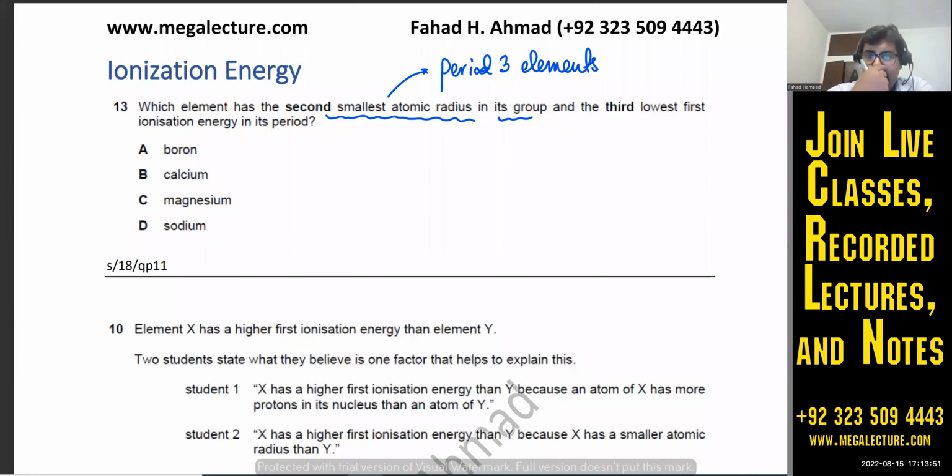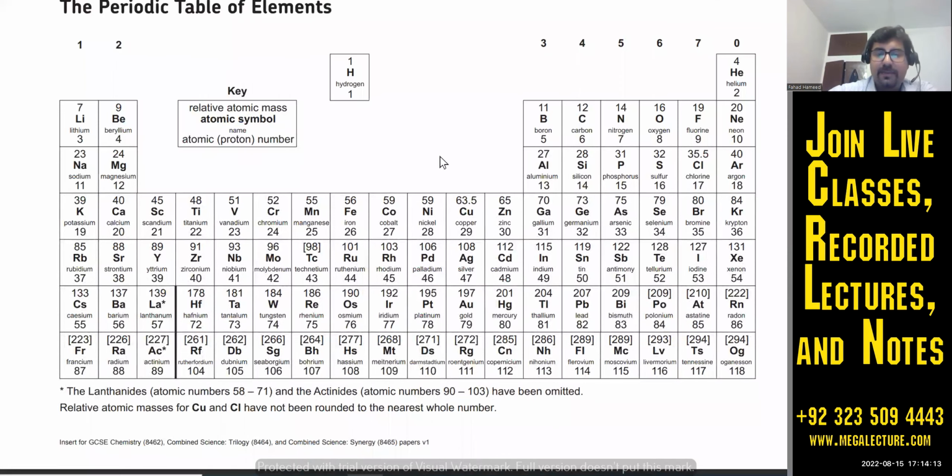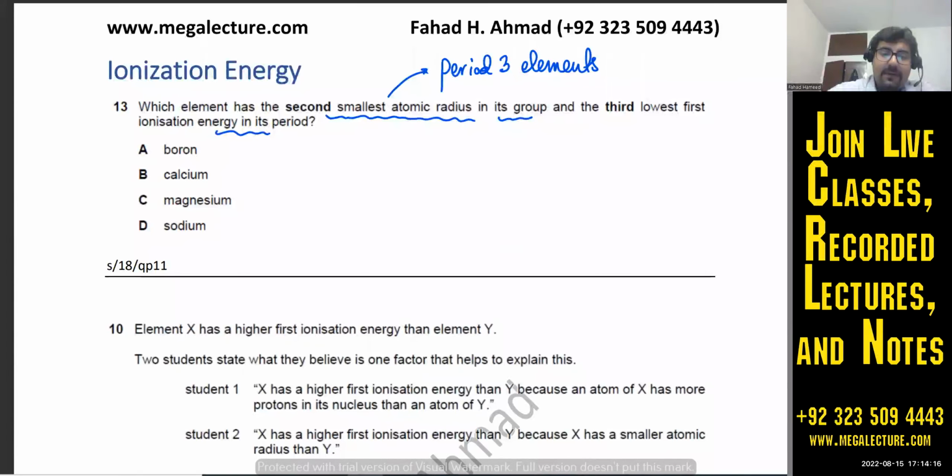We're talking about period 3 elements, and the third lowest first ionization energy in its period. So we're talking about period 3. What are the elements in period 3? The elements are sodium, magnesium, aluminium, silicon, phosphorus, then sulfur, chlorine, and argon. So that's your period 3.